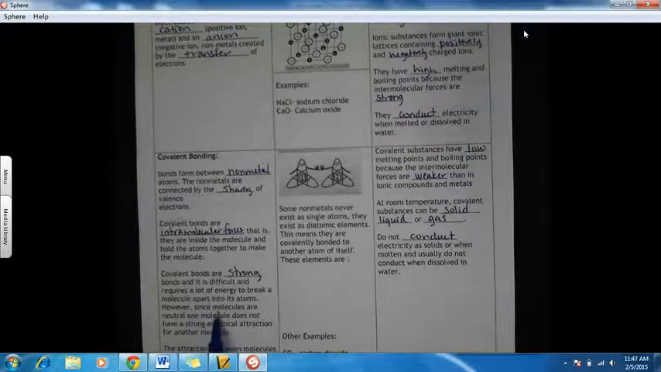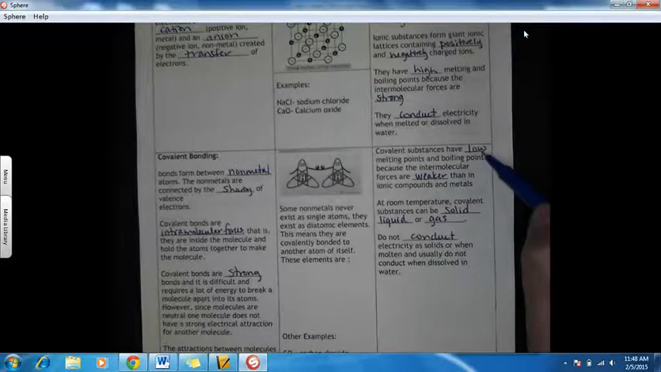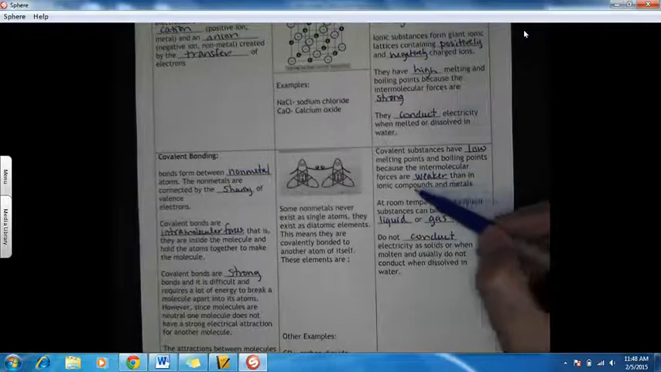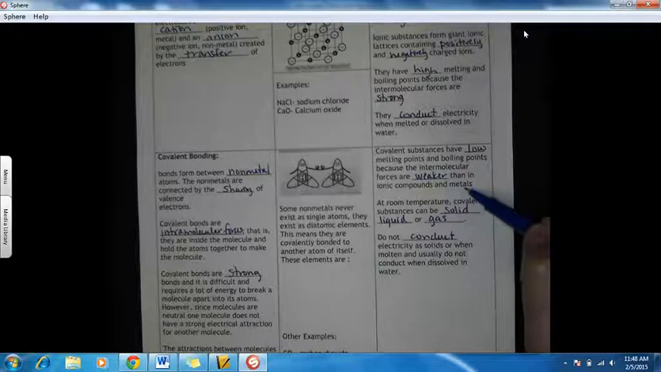However, since the molecules are neutral, one molecule does not have a strong electrical attraction for another. The attractions between the molecules are called intermolecular forces, and they are weak forces. Covalent substances have low melting points because their intermolecular forces are weaker than ionic and metallic compounds.